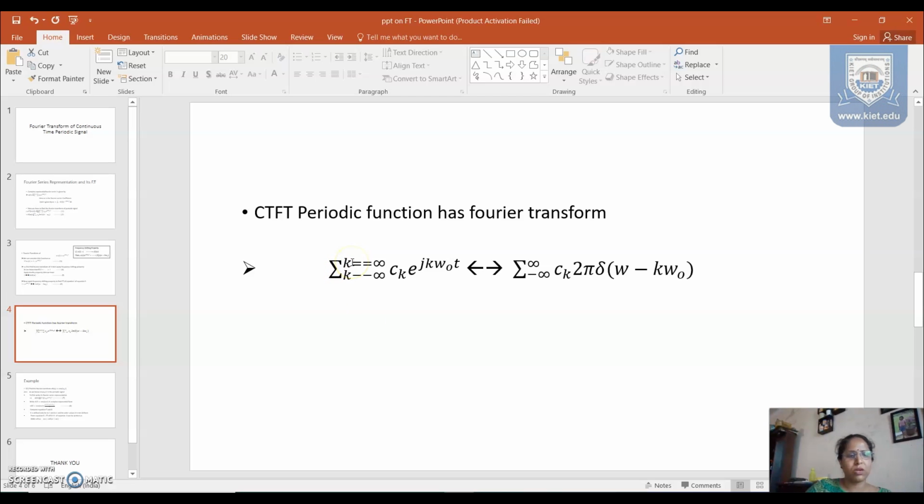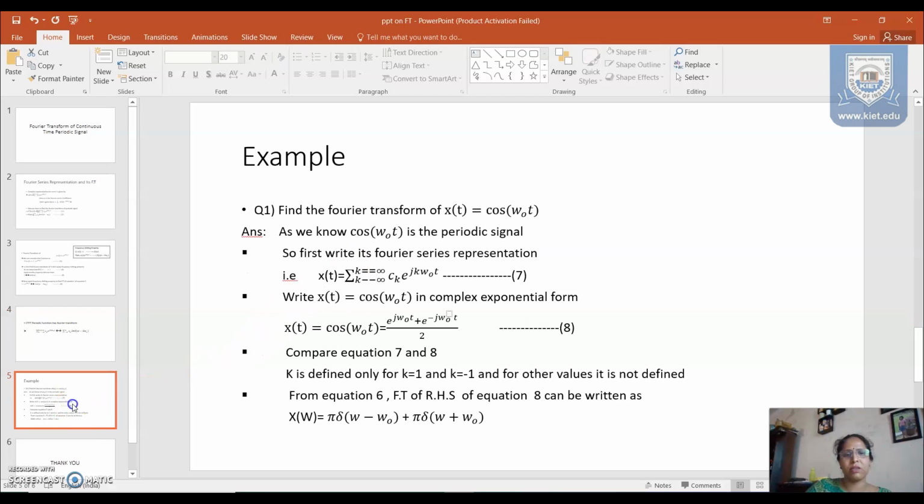To understand this theory, we have also taken an example to find the Fourier transform of a signal x(t) equals cos omega naught t. Okay. First we will write the Fourier series representation in complex exponential form. It is given by equation number 7. Now we have to write cos omega naught t in the form of equation number 7, that is in the exponential form that we have written by equation 8.